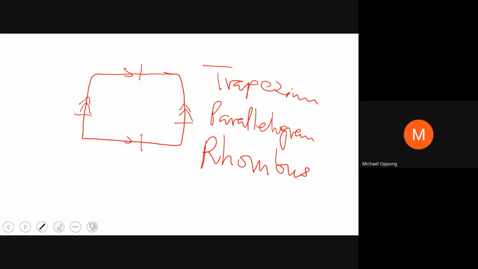Now, if all sides and angles are the same. Let me clean this. I want you to get the relationship there clear, so let me draw it again. This one, trapezium. This, another one. Yes, we have a parallelogram. Can you see my screen now?